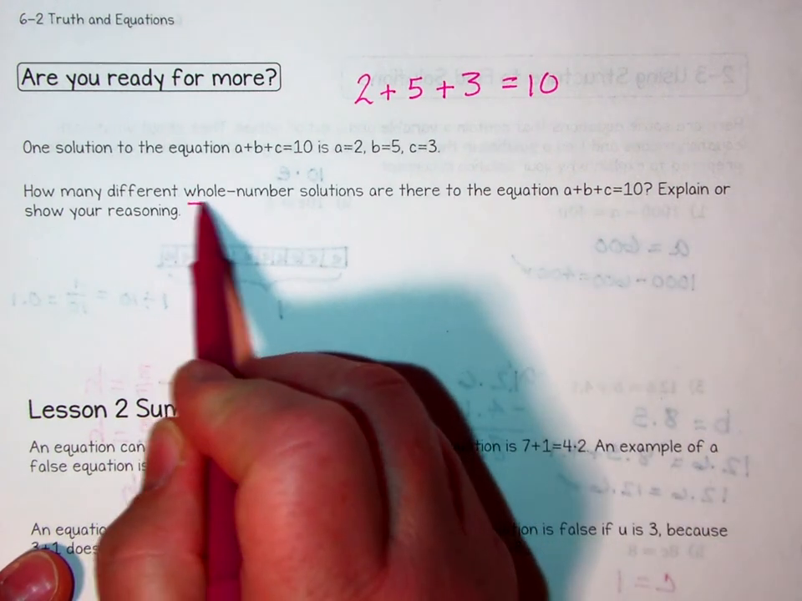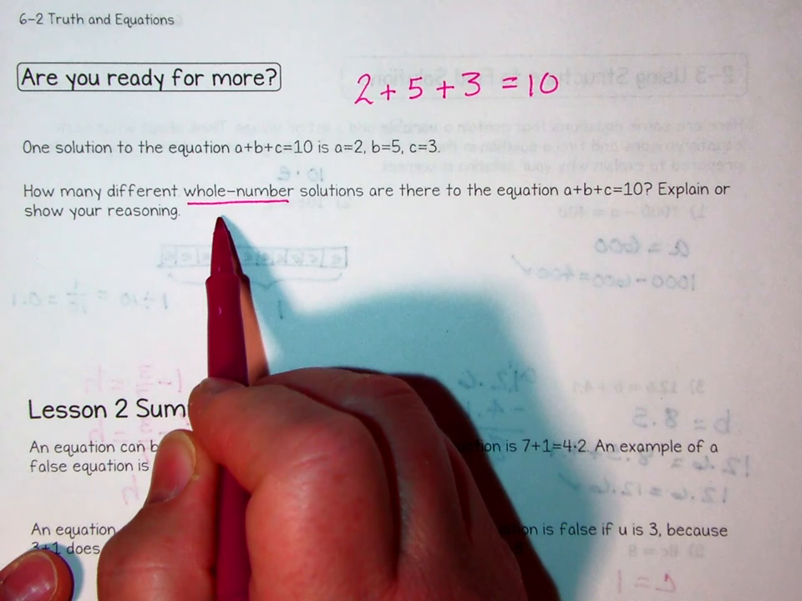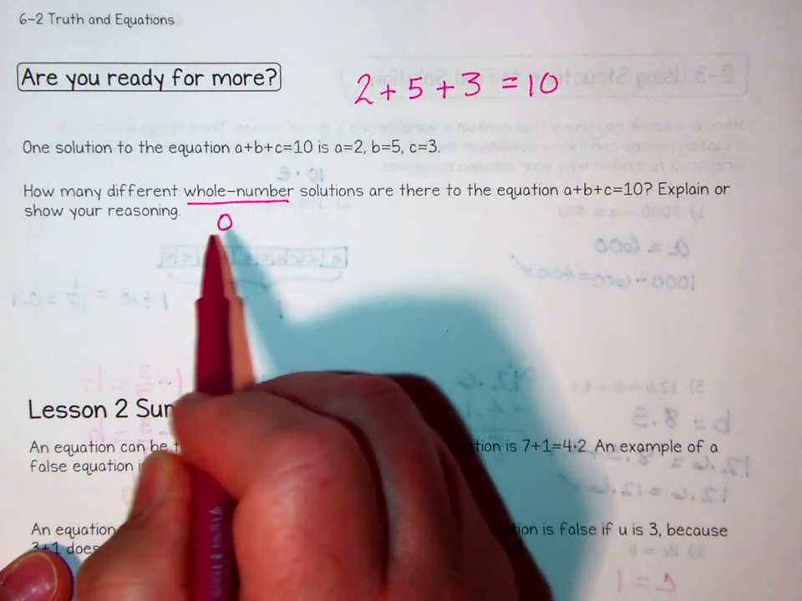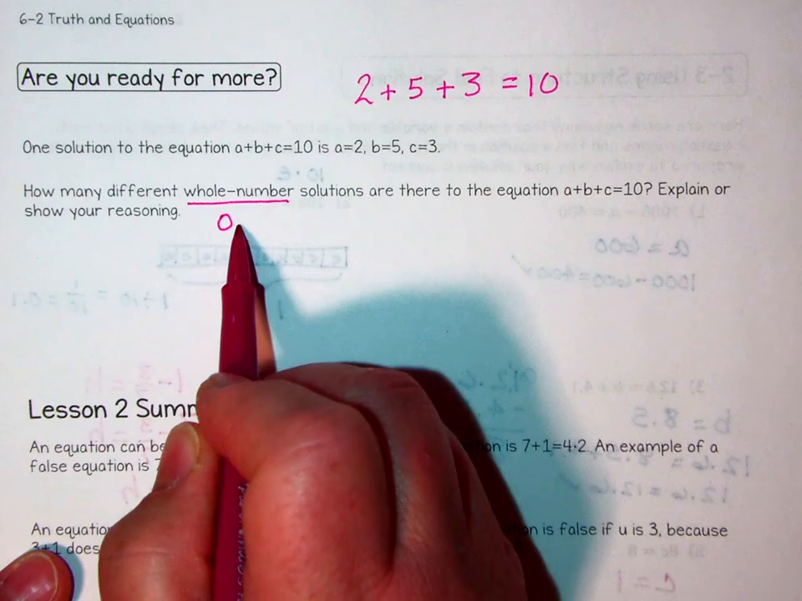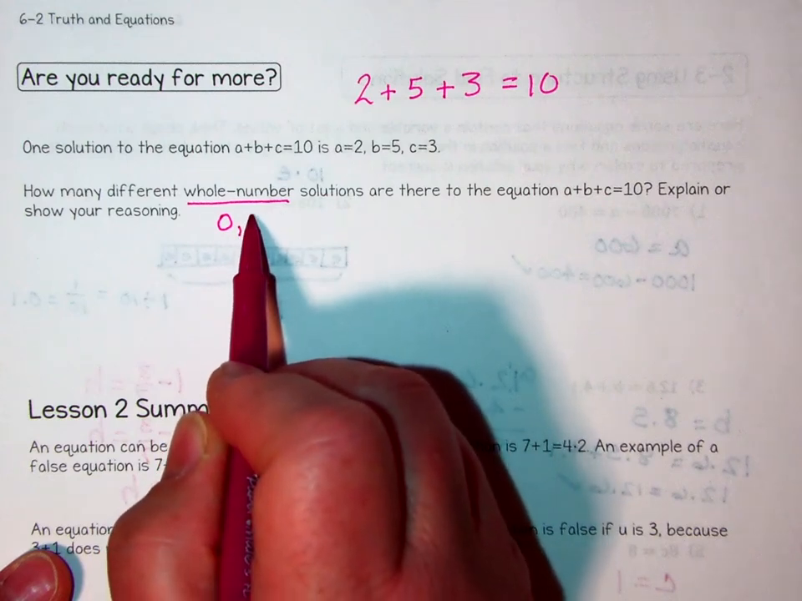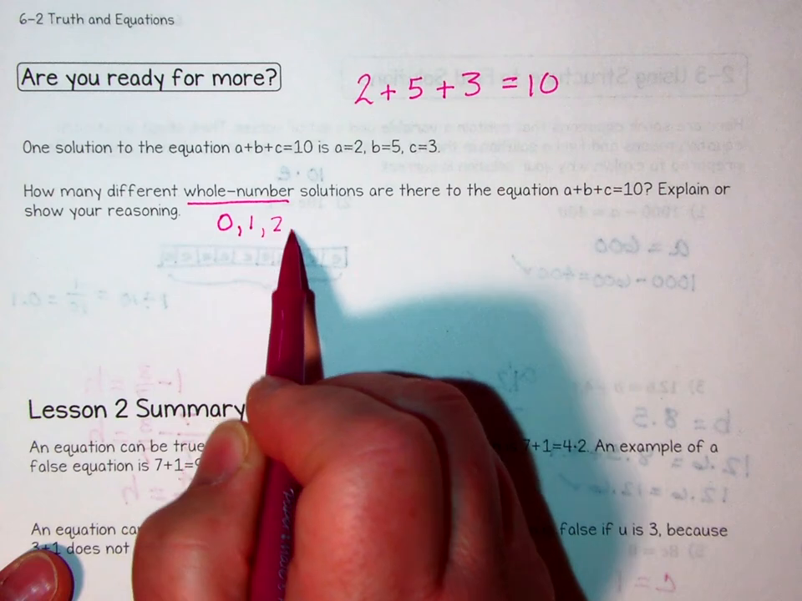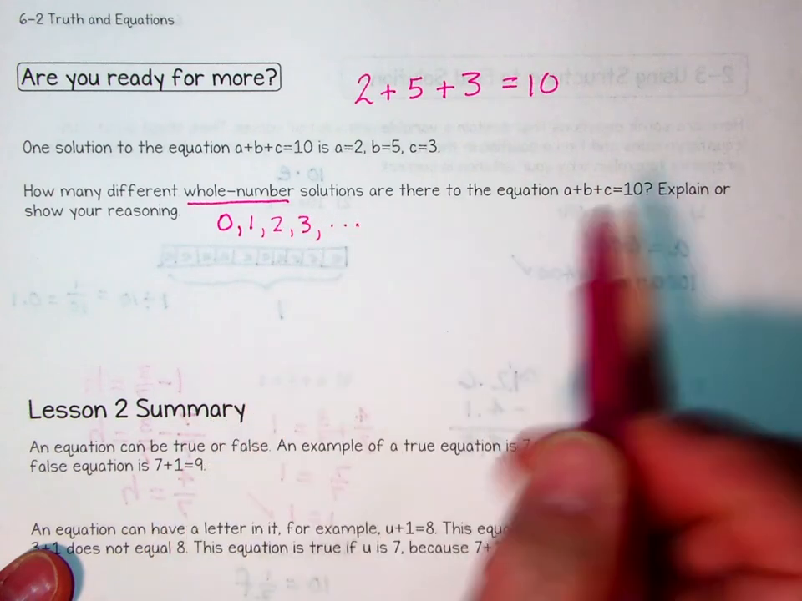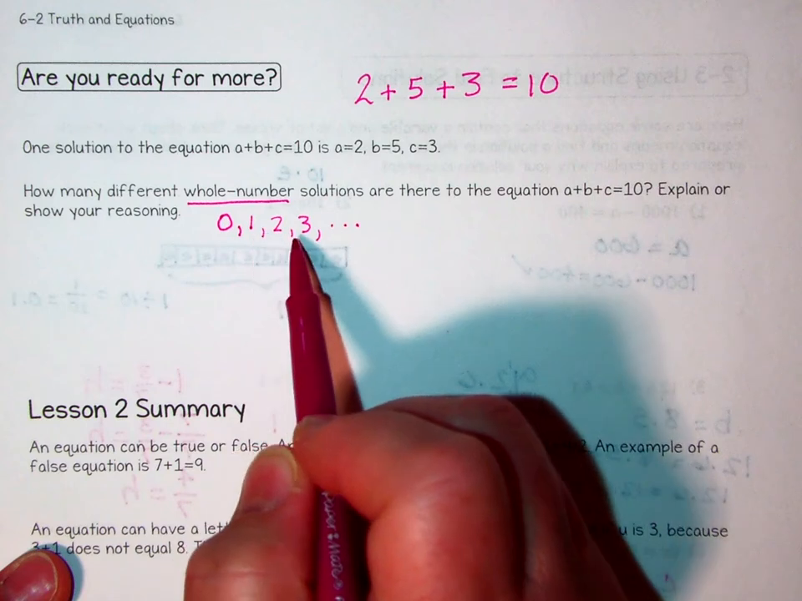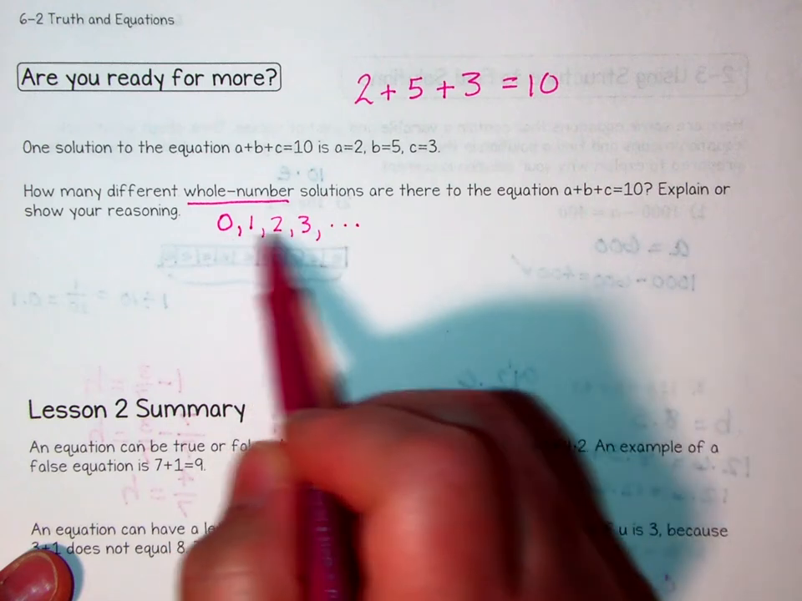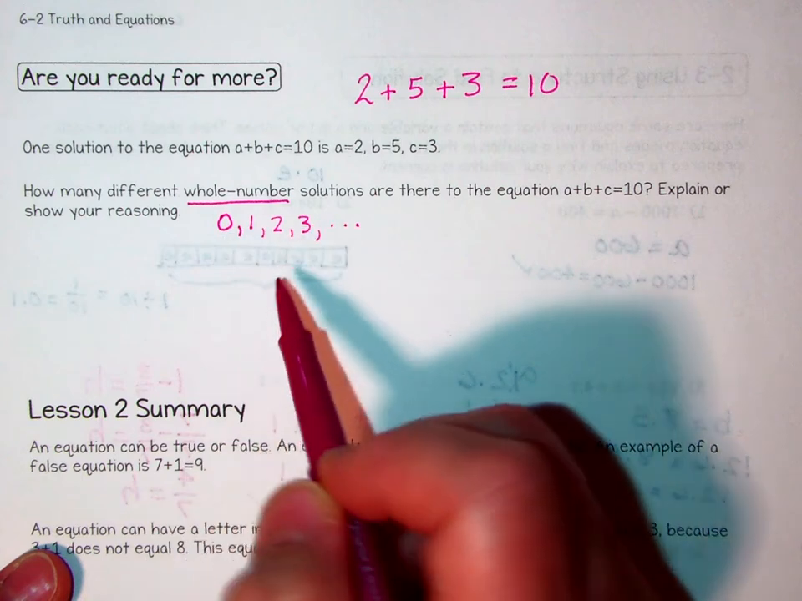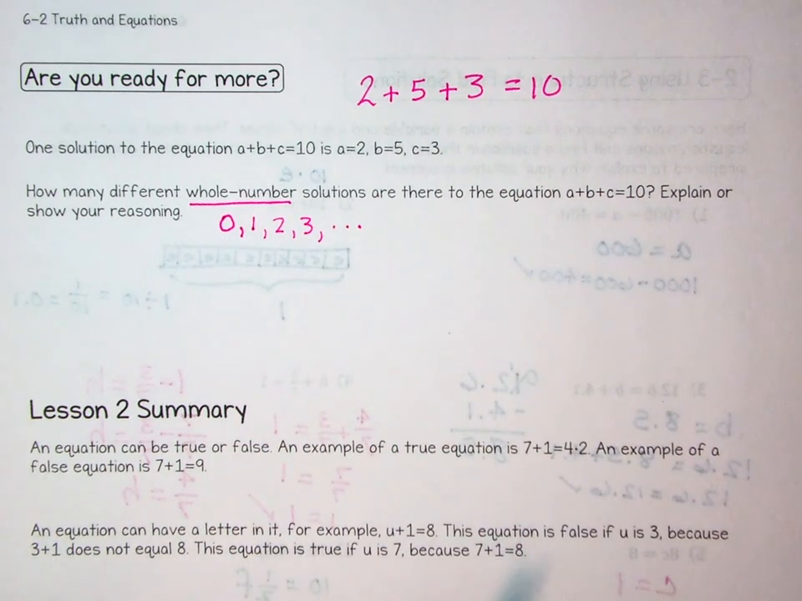So first of all, we need to understand that whole number means the non-fractional, non-decimal numbers, 0 and up. So whole numbers would be 0, 1, 2, 3, and so forth. So we're looking for combinations, A, B, and C, that we can add together and equal 10, and they can't be negative, they can't be decimal, they can't be fractional, and they do include 0.